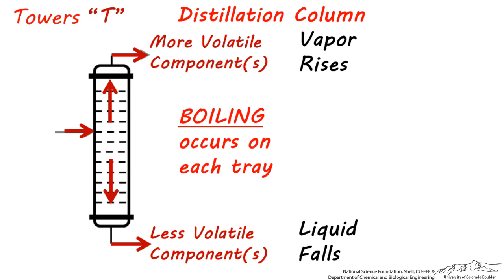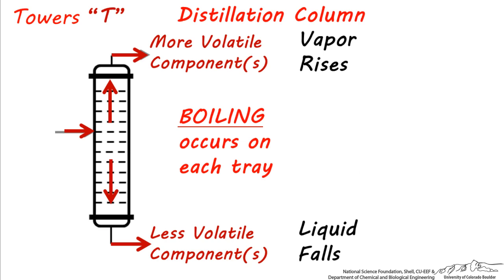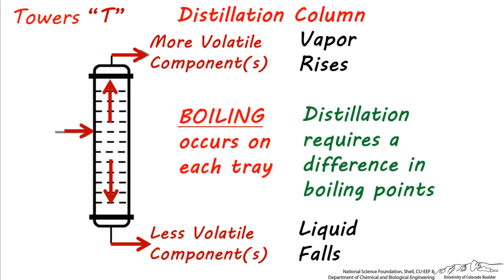Distillation is one of these processes that requires a vertical column. Some separation units can operate as rotating drums or horizontal beds, but distillation works through vapor rising and liquid falling, so there must be a vertical column. So distillation will always be designated as a tower on a process flow diagram. Also, since components are separated by boiling them, there must be a difference in boiling points between components in order to effectively separate them using distillation.